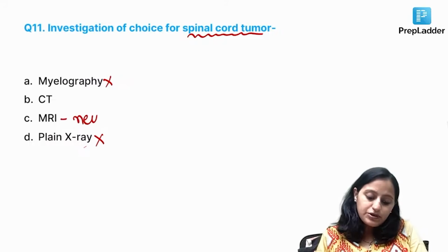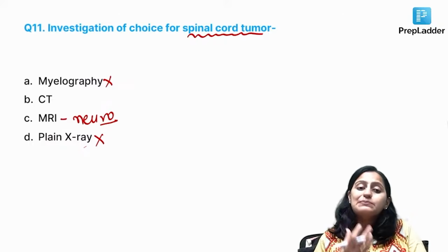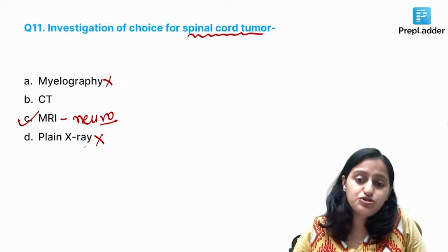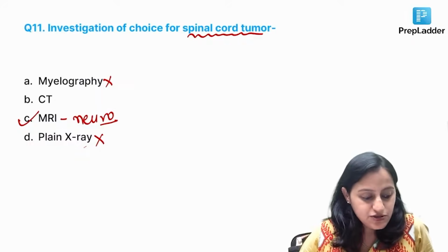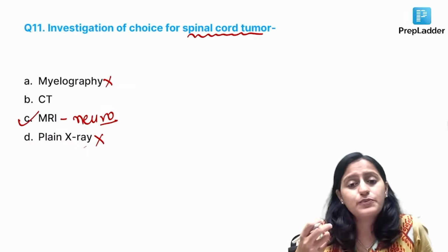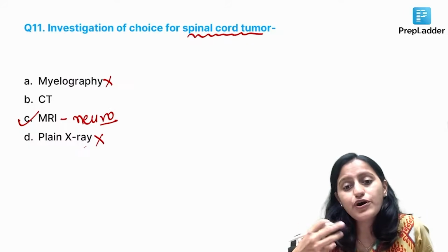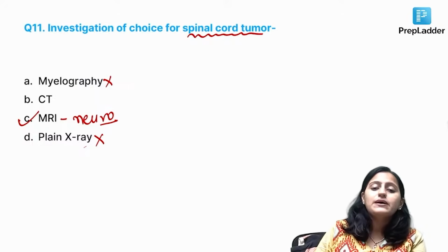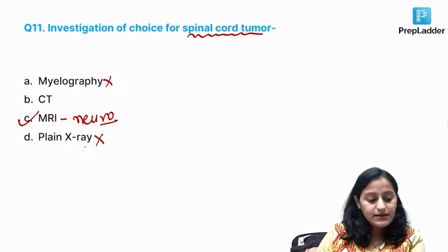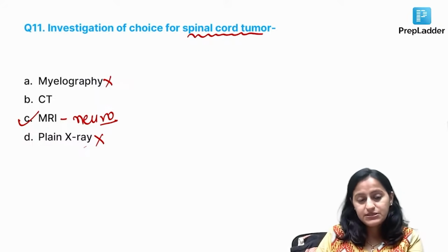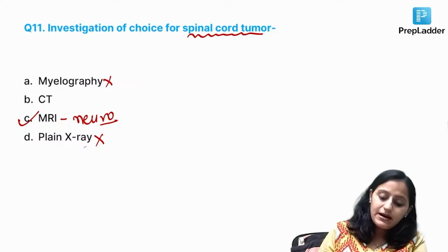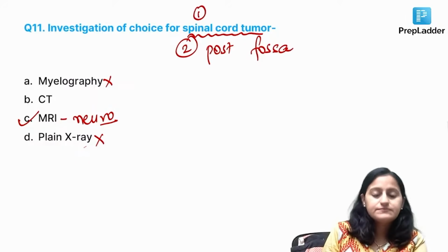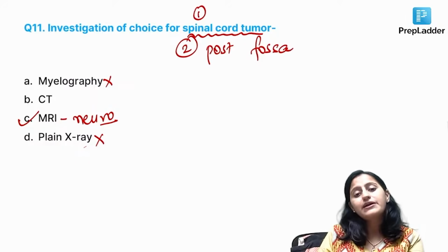So remember, in neuroradiology, when you want to see the parenchyma, the brain parenchyma, the spinal cord, MRI is the investigation of choice because it shows you the spinal cord very well. The spinal cord altered signal intensity, T2 hyperintensity, edema, all of that is well seen on MRI, right? MRI is better for the soft tissue resolution. So remember that it is MRI, even for posterior fossa, MRI is better.